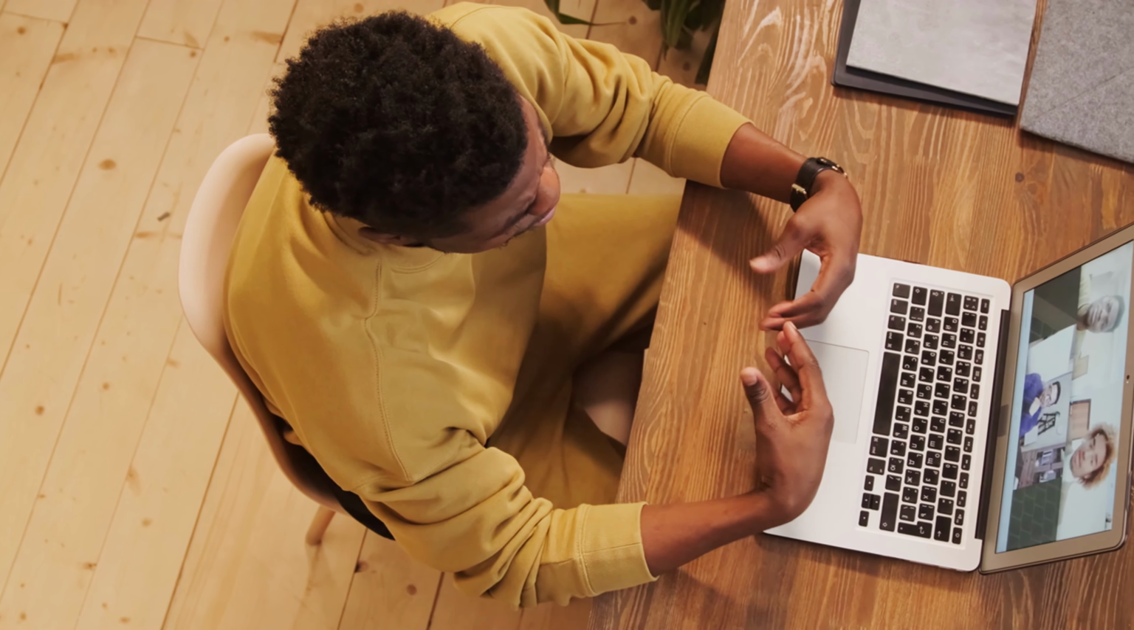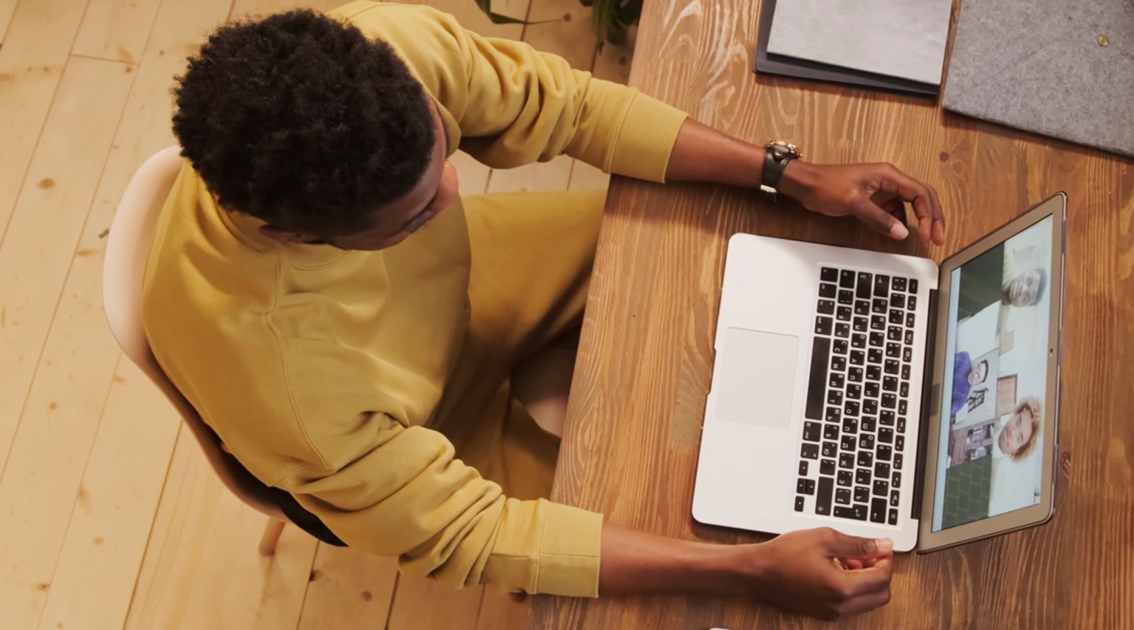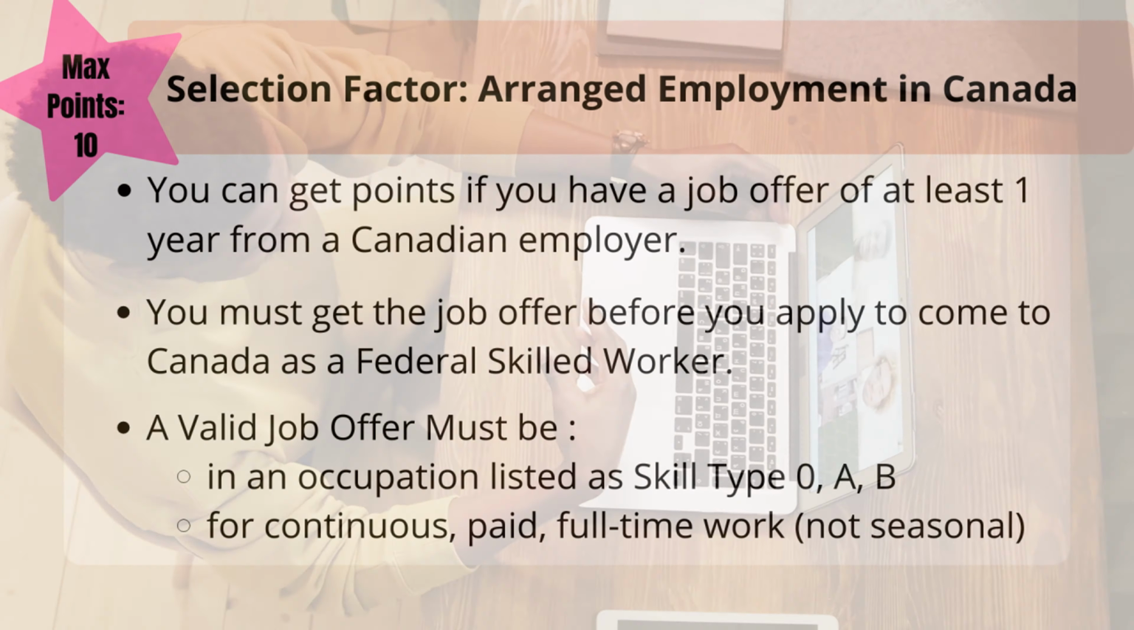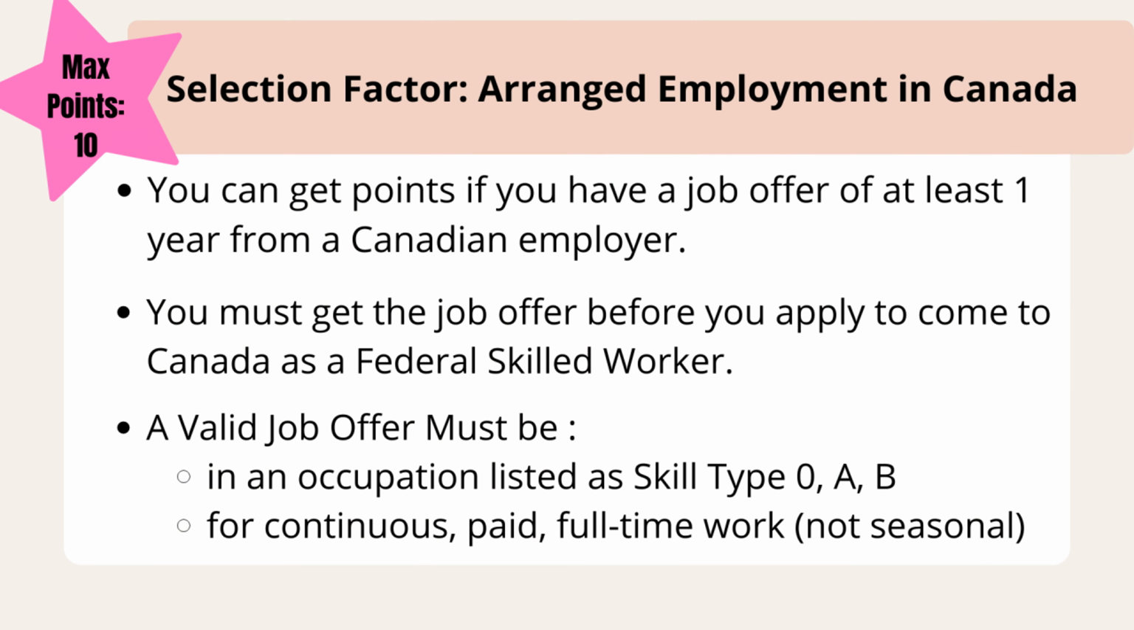Yes. The next selection factor we'll be talking about today is arranged employment in Canada. We have a maximum of 10 points for that selection factor. And arranged employment means that you have a valid job offer in Canada from a Canadian employer. The job has to be in a skill level 0, A or B as well. And it has to be continuous full-time work, and it cannot be seasonal employment.